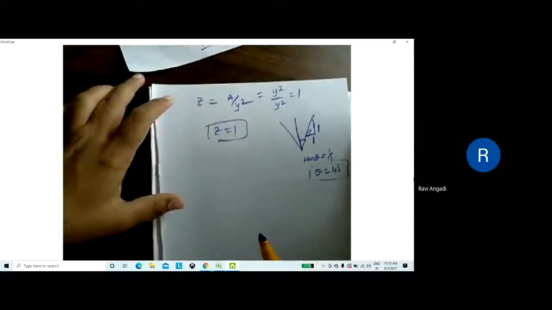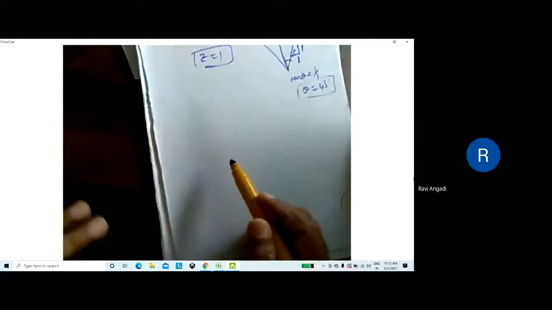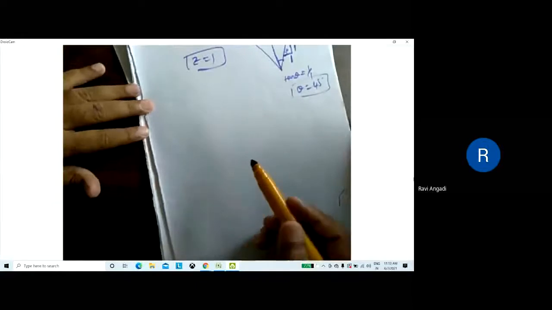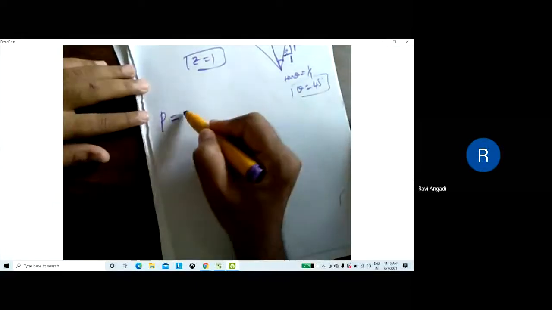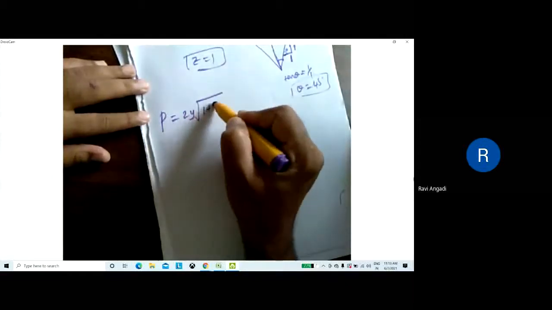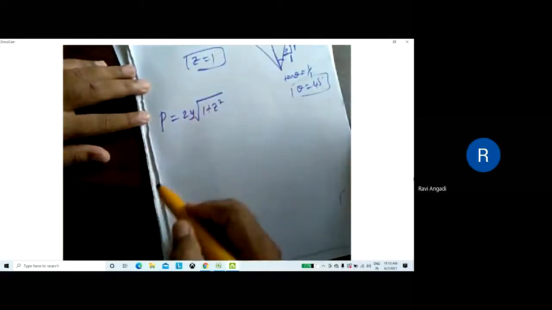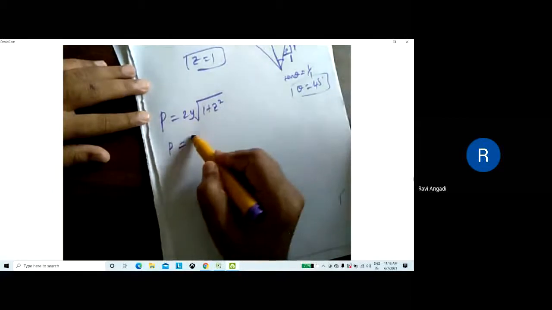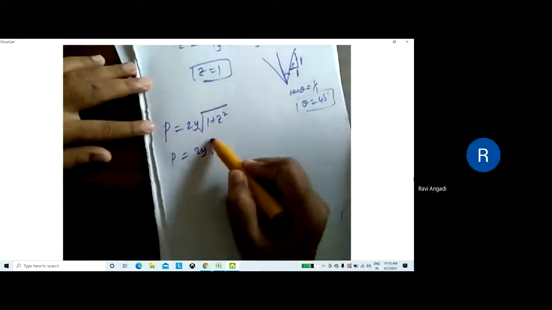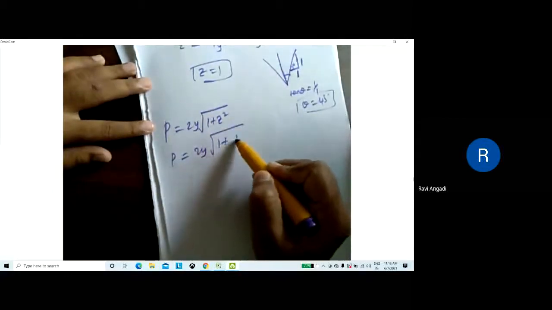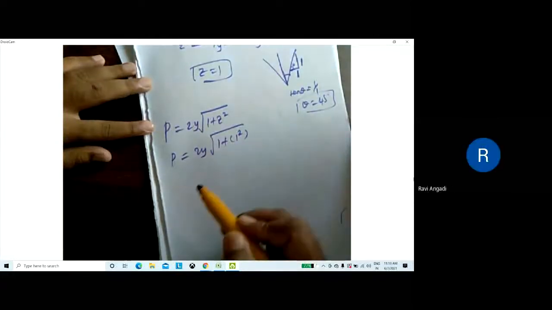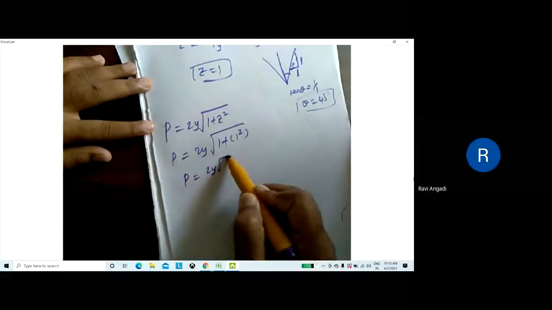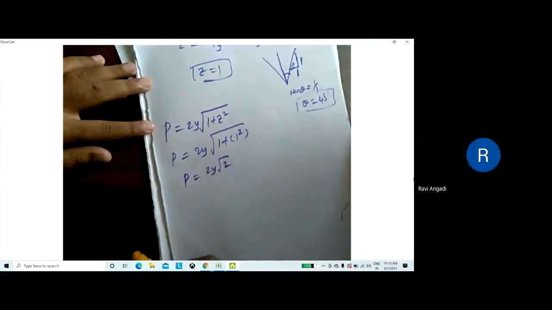Next, after this one, wetted perimeter. Then substitute in wetted perimeter. What is the formula we are having? Root of 1 plus z square. Then P equal to 2y. What is the value of z? 1. What is the answer you get here? 2y root 2. Correct? Yes, sir.